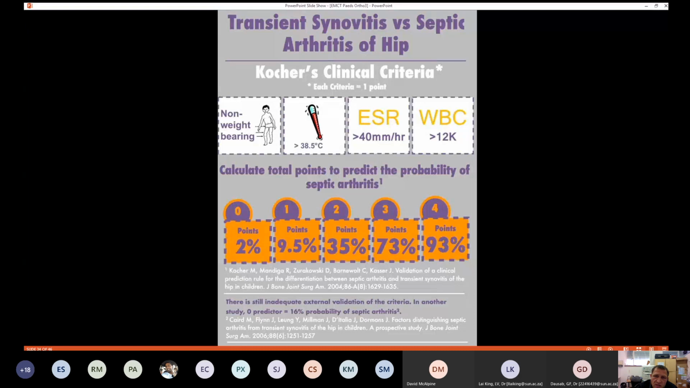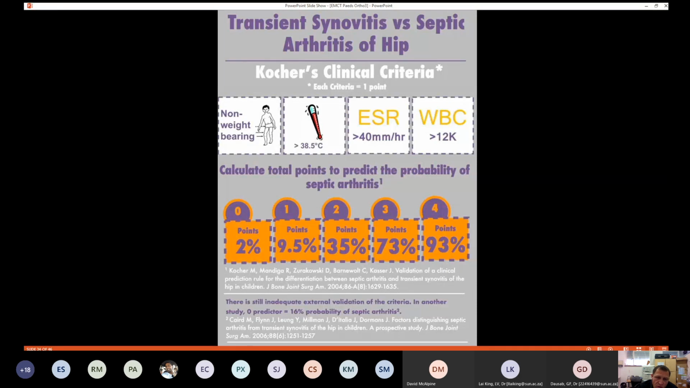So 2 big studies that you should probably know: one is Kocher's trial, which was published in 2004, and the other one is Caird, which was published in 2006. The Kocher's criteria, and this is one condition where unfortunately we need to do the septic markers. Clinical exam is very important, the history is very important, but you're going to have to do some special investigations to try and discriminate between the two.